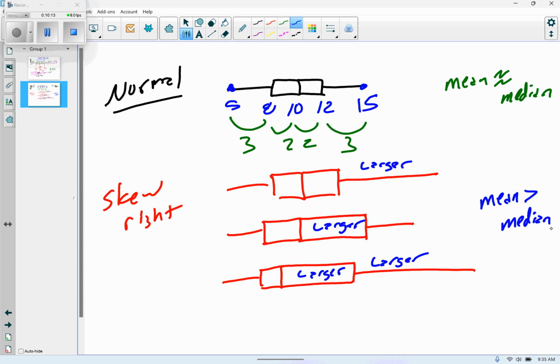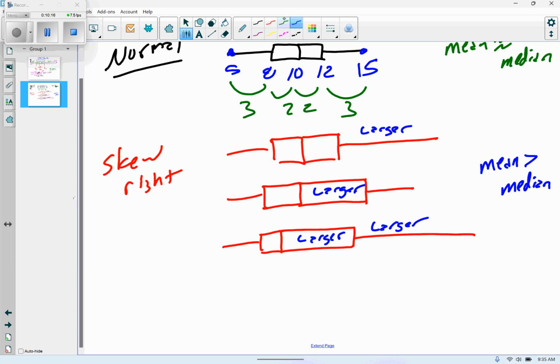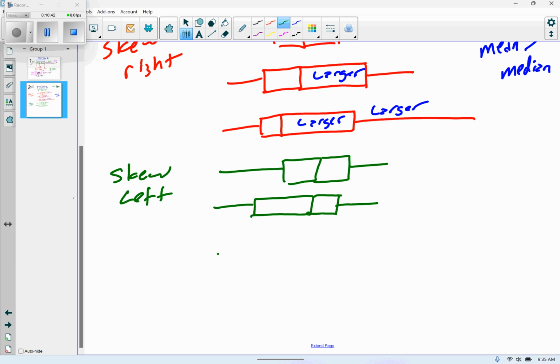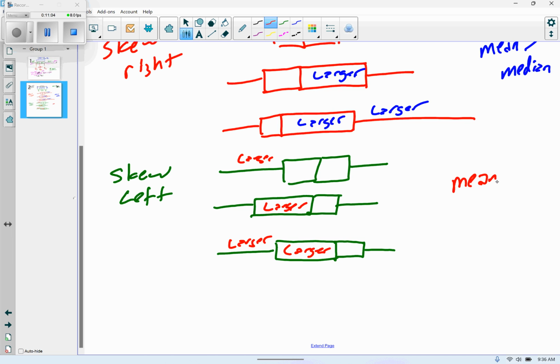And this is just backwards if I go skew left. Skew left. Try and do something nice and it didn't work. So these are all skew left because this is larger over here, or this is larger here, or they're both larger, depending upon your data. And if this takes place, your mean is less than your median.